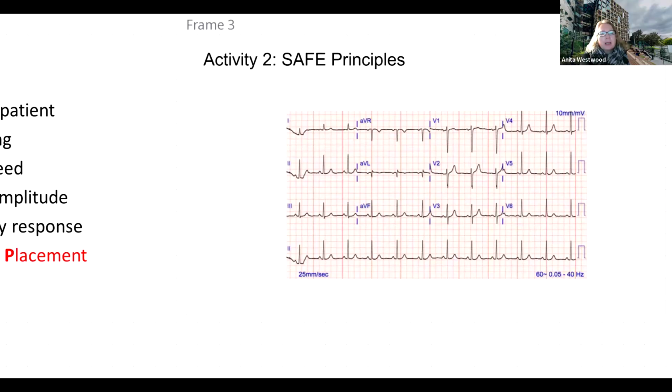Which lead would you expect to have the highest voltage or the highest amplitude if we were looking at a normal 12 lead or a diagnostic ECG? What's our main lead? Lead 2. Because that's the main lead, isn't it? So if lead 2 is the main monitoring lead, I'd expect the other inferior leads, AVF and limb lead 3, to look very similar because they're sitting next to each other.